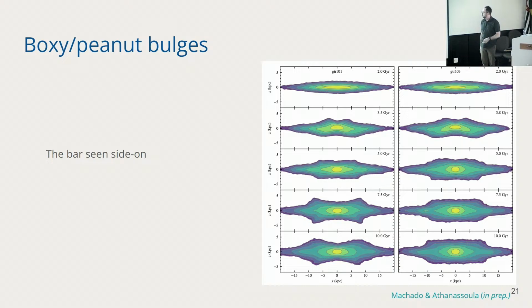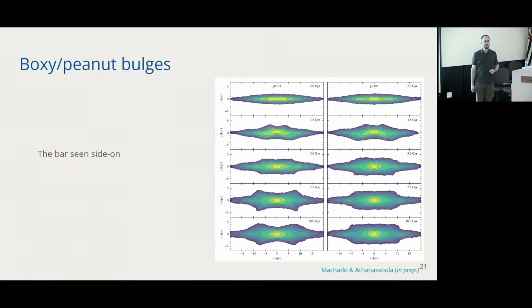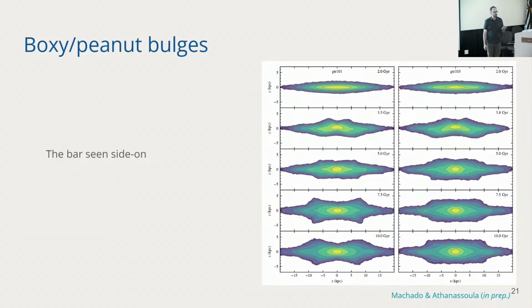And just to finish this topic, there are other issues in classical studies of secular evolution of barred galaxies. This is one of them. For example, the study of boxy peanut bulges. So this is not the issue of spherical classical bulges, but rather these so-called pseudo-bulges for a while that are now understood to be the bar seen side-on. So in strongly barred galaxies, these rectangular or peanut-shaped structures are understood to be the bar.